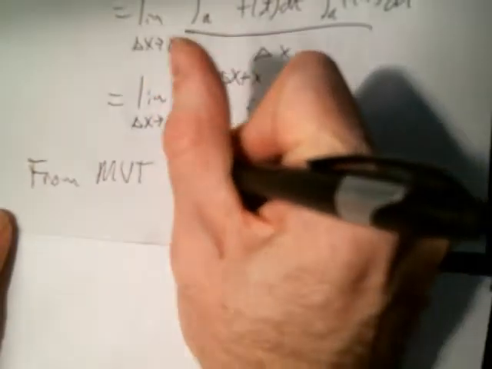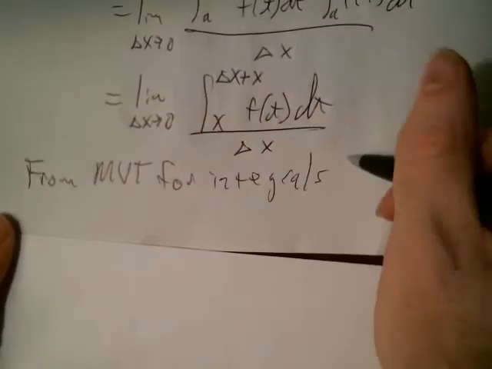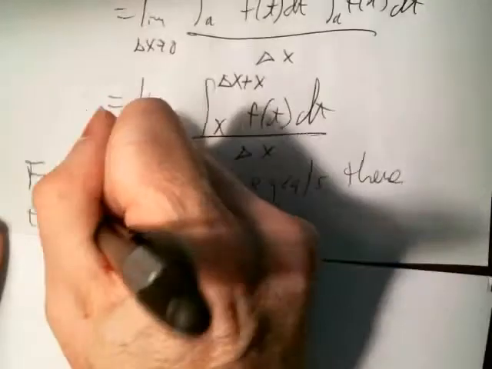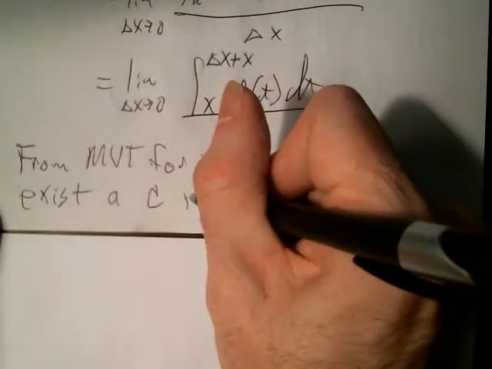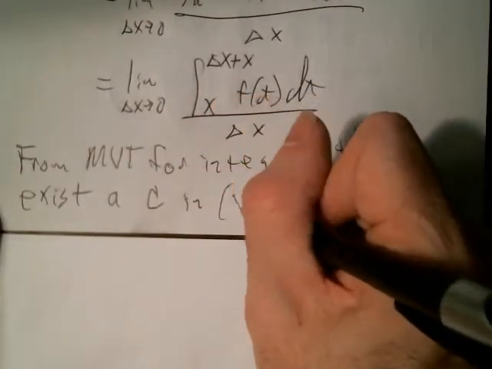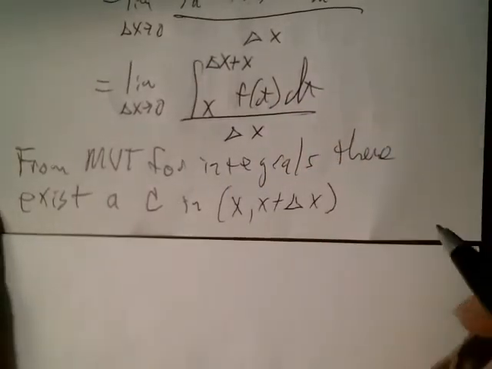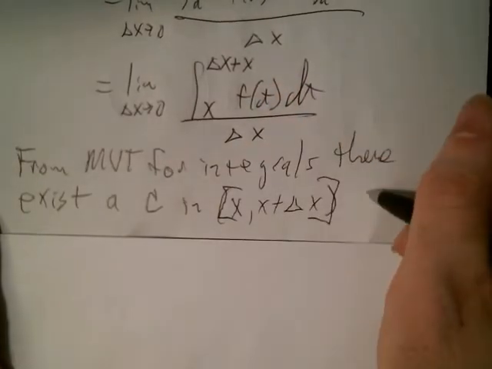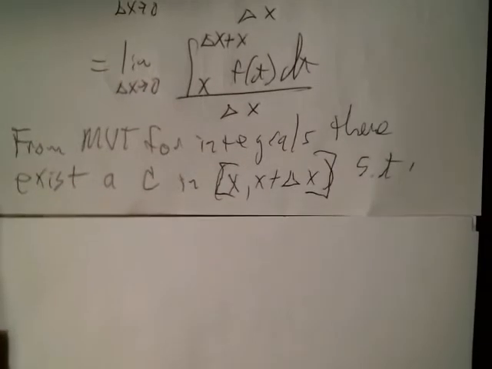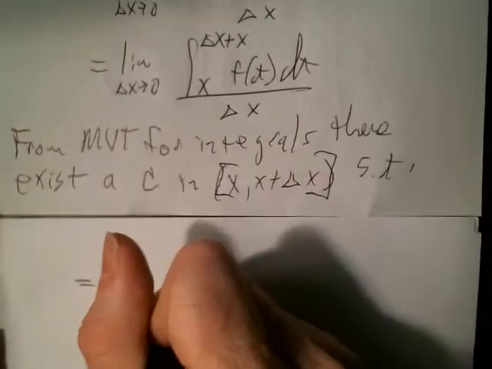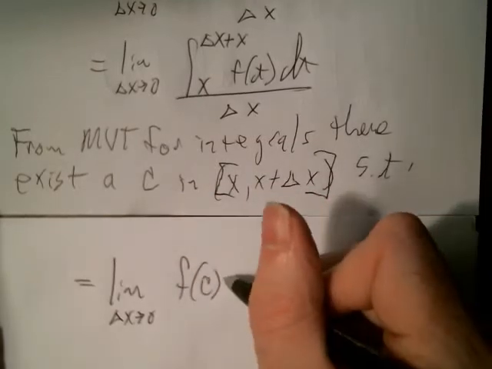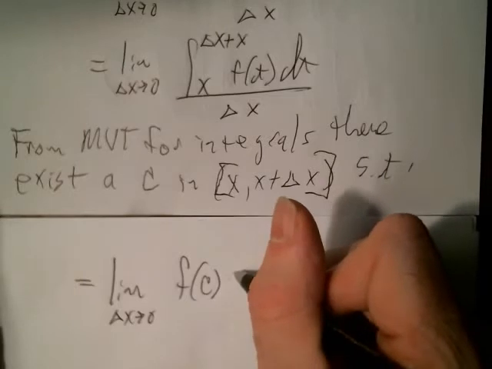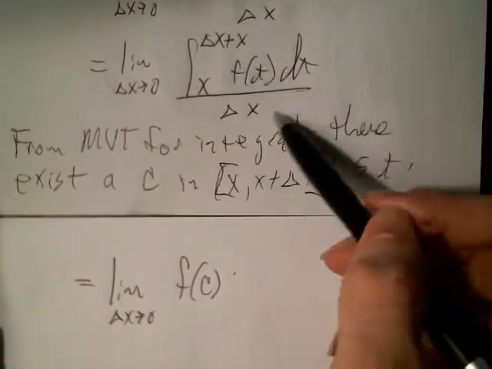So from the mean value theorem for integrals, there exists some c in the interval from x to x plus change in x, and this should be a closed interval, such that we can say that this limit as change in x goes to 0 of this thing is equal to the limit of f of c times this thing right here. This whole thing is f of c.